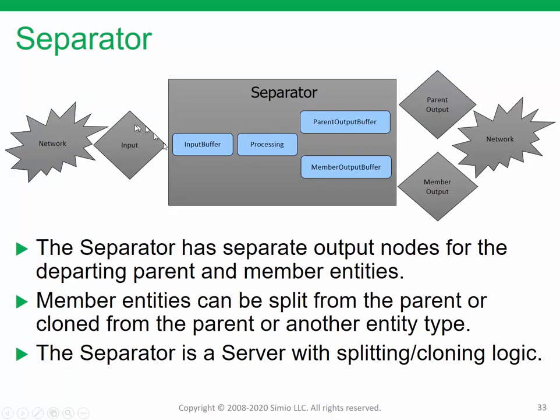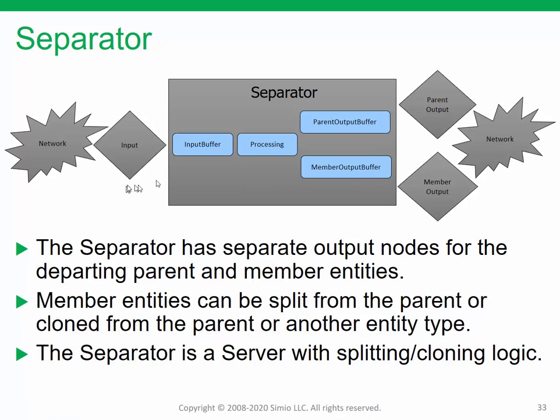The Separator object has a single input, so entities arrive from the network or from free space through the input node, coming into an input buffer, then a processing station, and then we have two outputs, one for the parent and one for the members. In essence, it's the opposite of the Combiner, where we had parent and member input. This time we have a parent and member output.